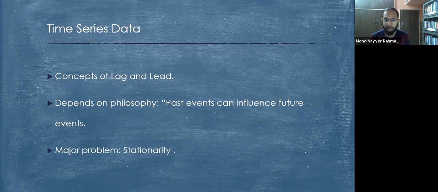What are the major problems in time series data? The major problem in time series data is that the data is not stationary. Now we have not discussed stationarity, but in simple terms, stationarity means stability. The data needs to be stable in order to be used for forecasting. If the data is stationary, it is stable and it can be used for forecasting and drawing inference. If it is non-stationary, it is unstable. We cannot use the data to draw inferences or to forecast the future.